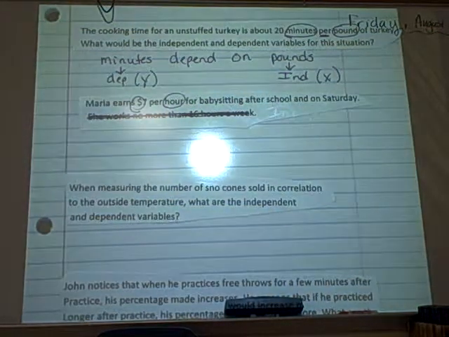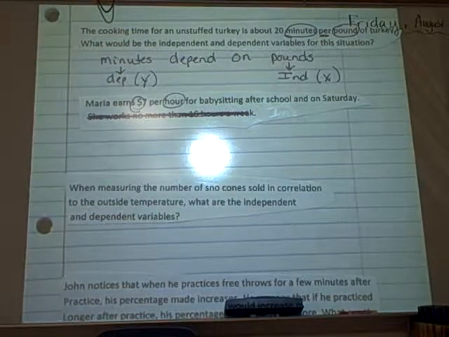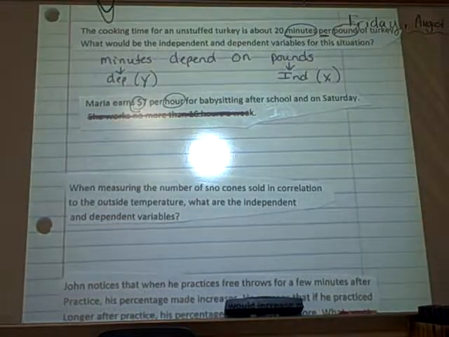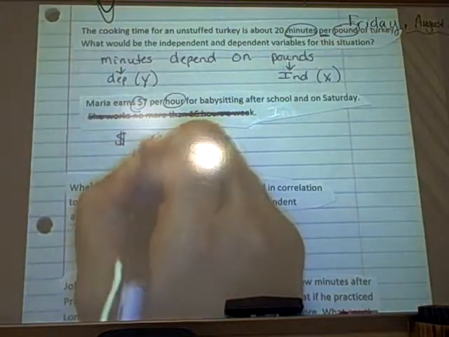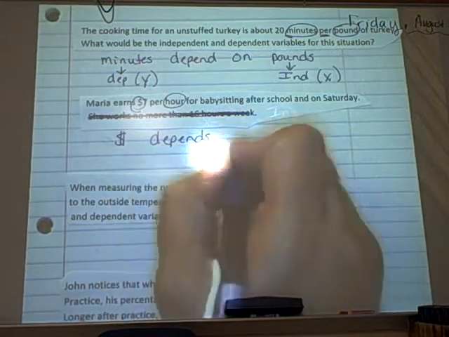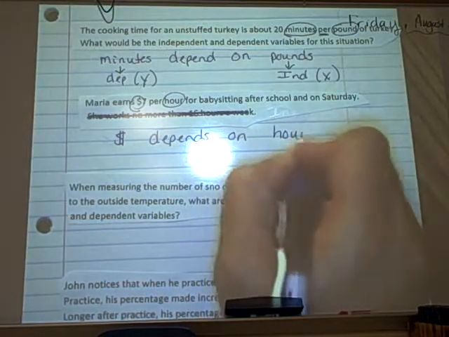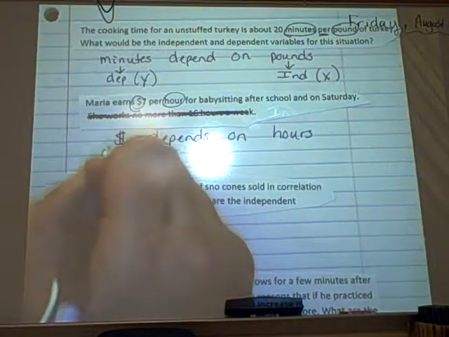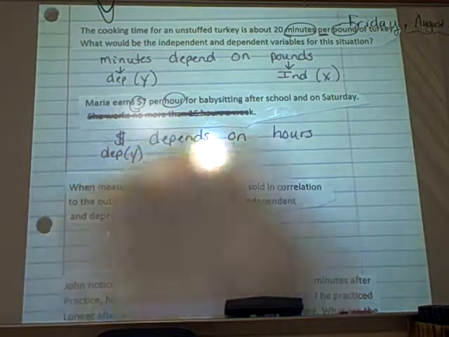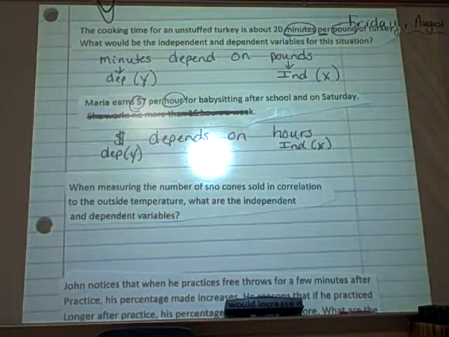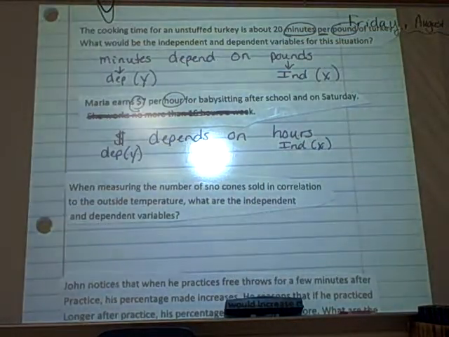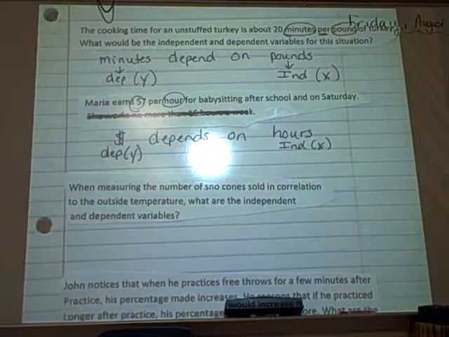So, does her money depend on how many hours she works? Yes. Or do her hours depend on how much money she makes? No. It's the other way around. Her money depends on hours. This one makes more sense than the cooking thing because y'all can relate to this one better. So this one's dependent, Y. This one's independent, X. When you write it out like this, you have them kind of backwards. But that's okay. You know which one's which.